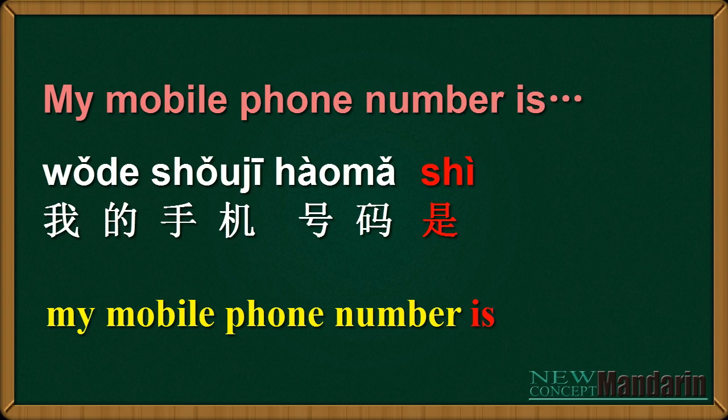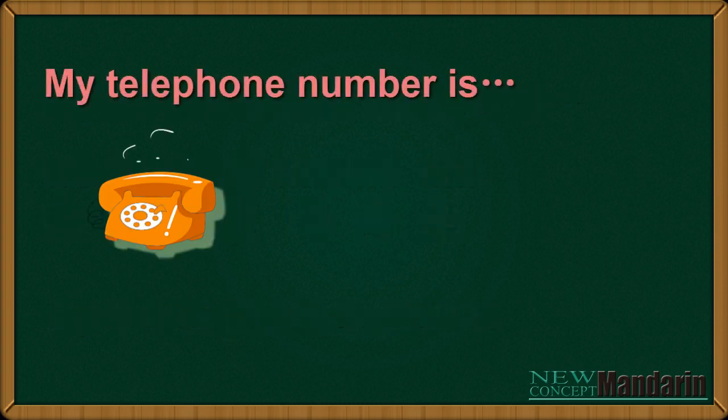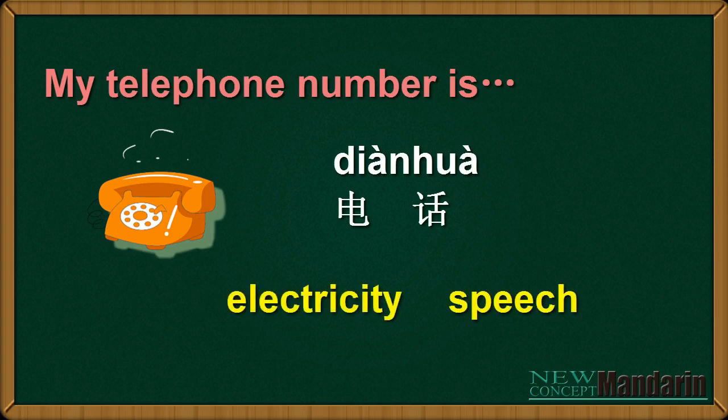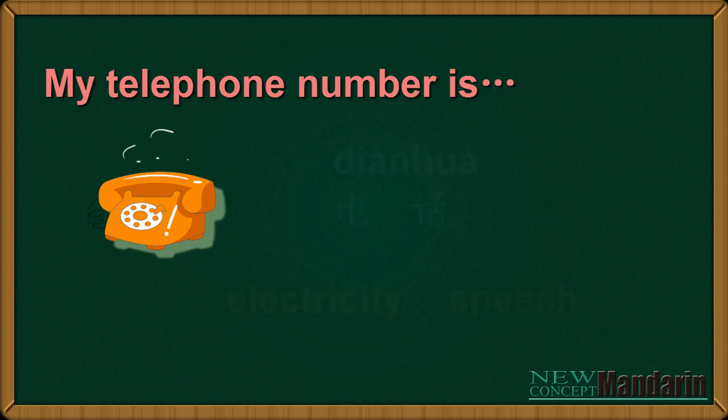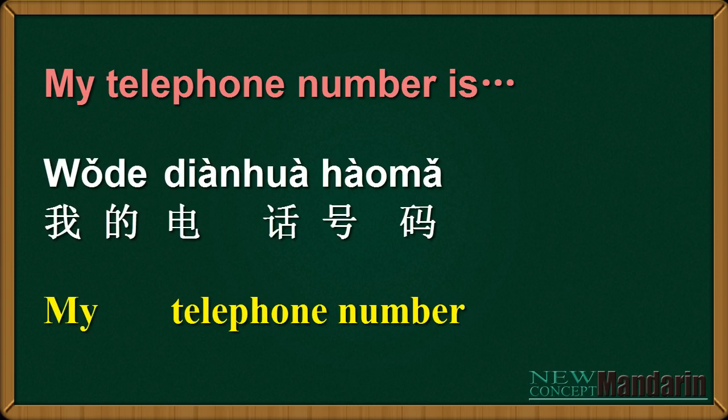我的手机号码是。If you want to say telephone number, the Chinese word for telephone is 电话。电 is electricity. 话 is speech or words. We speak through the electricity, so it makes sense. So telephone number is 电话号码。我的电话号码是。So how to change it to a question?